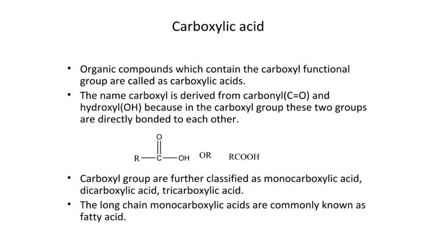You know the functional group of carboxylic acid, RC double bond OH. Organic compounds which contain carboxyl functional groups are called carboxylic acid. The name carboxyl is derived from carbonyl. You know the CO, the functional group of carbonyl which is present in acetone, and hydroxyl OH, you know, the alcohol. Because in the carboxyl group these two groups are directly bonded to each other. So look at here: RCO which is carbonyl, OH which is hydroxyl, then it becomes carboxylic acid.